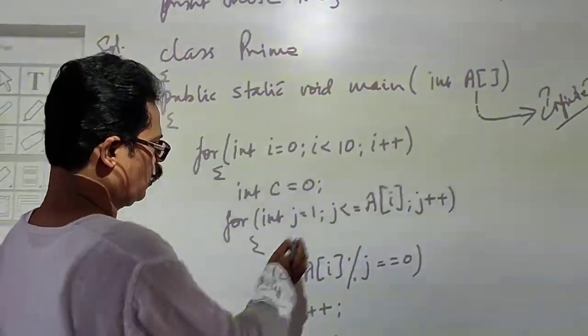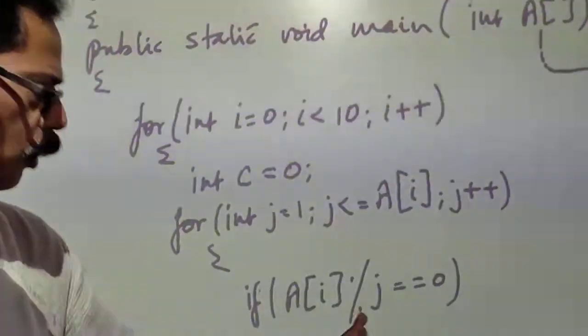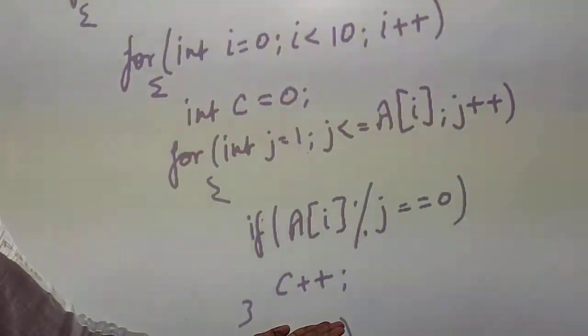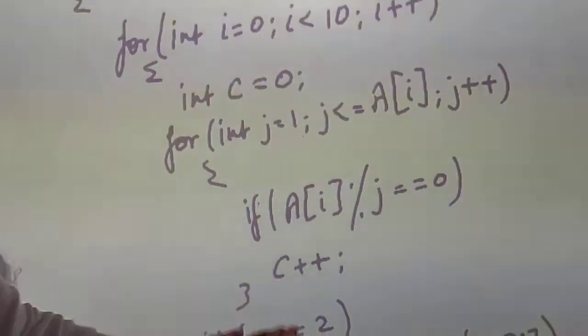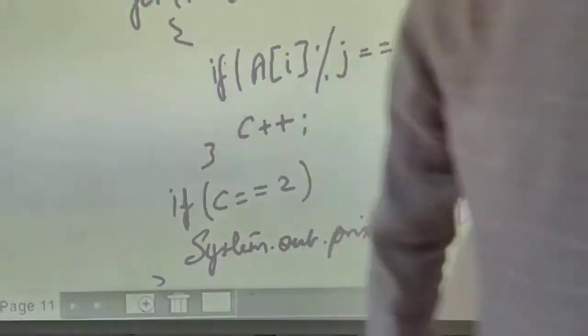c equals 0, for int j equals 1, j less than equals a[i], j plus plus. If a[i] modulus j equals 0, c plus plus. That's the concept of finding a prime number. So if c is equal to 2, print a[i], close the i loop, and then close the main function and close the class.